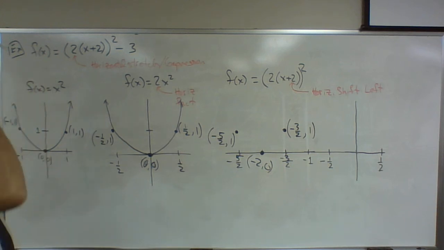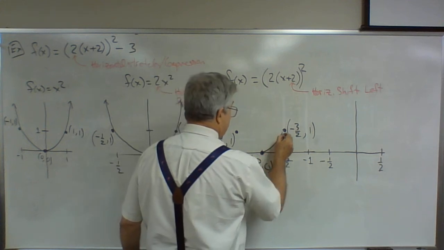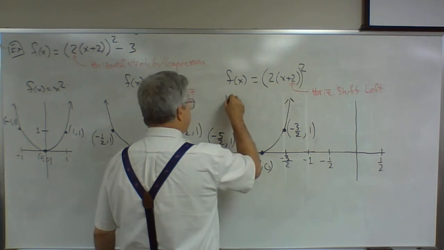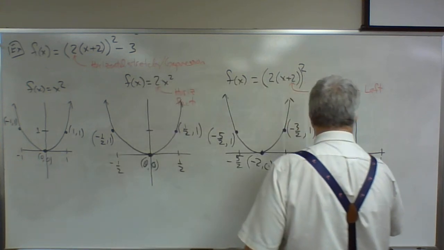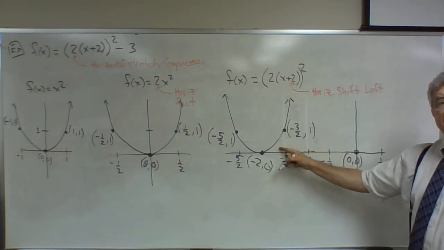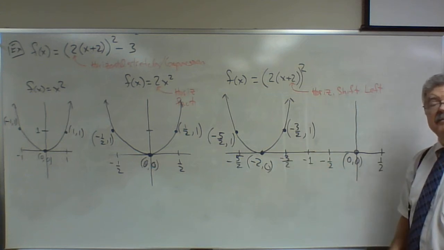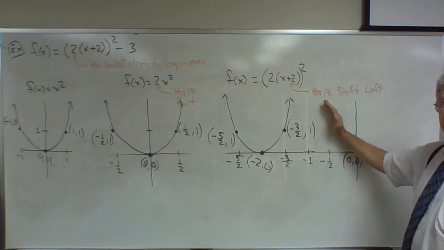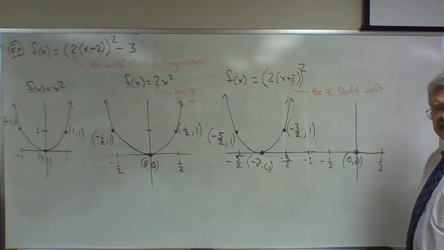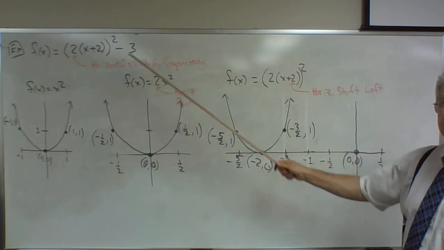Okay, there are my points. Oh, look at this. Here's my origin all the way over here. Our graph isn't anywhere close to the origin at this point. Well, that's okay. Sometimes the graph of a function isn't close to the origin. Everything looks good. All we have to do now is account for our vertical shift.